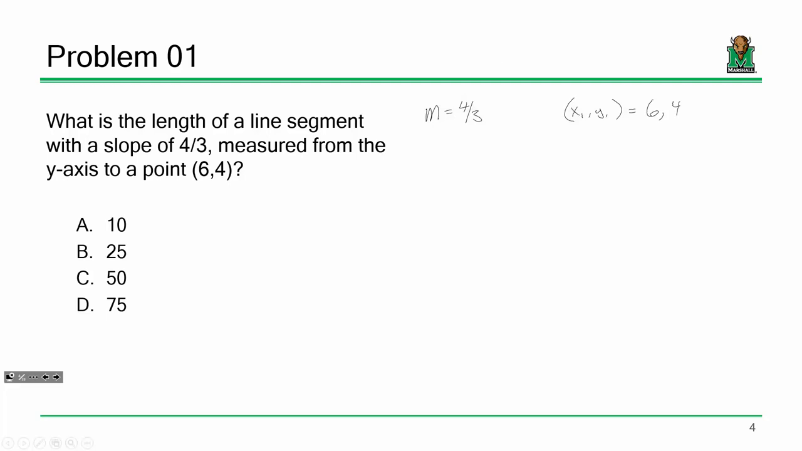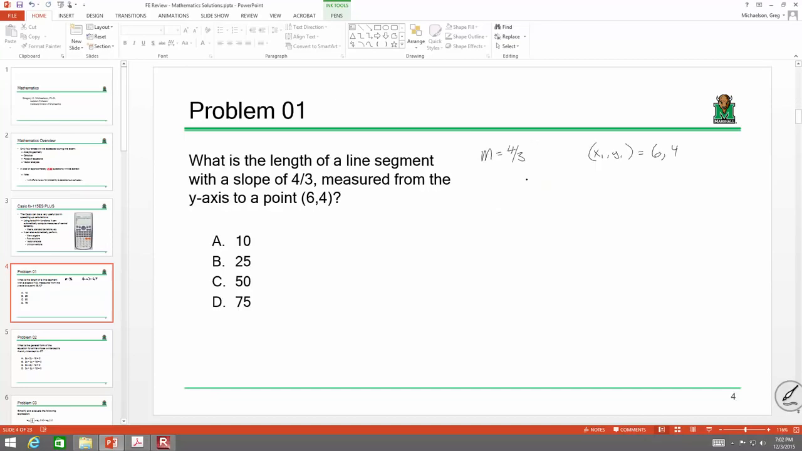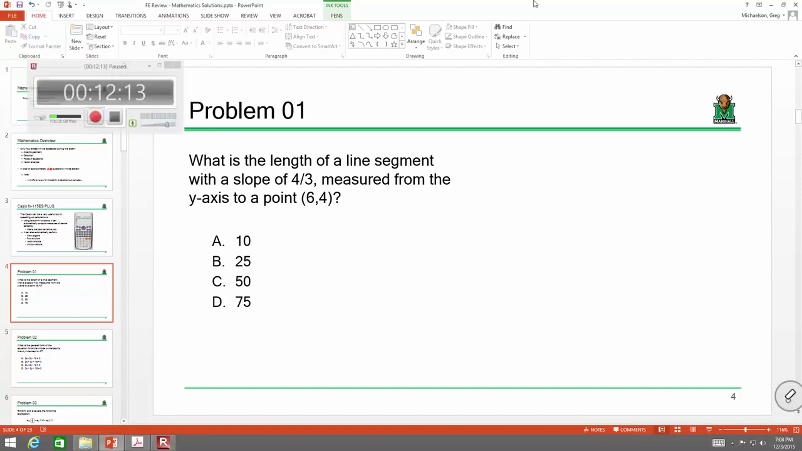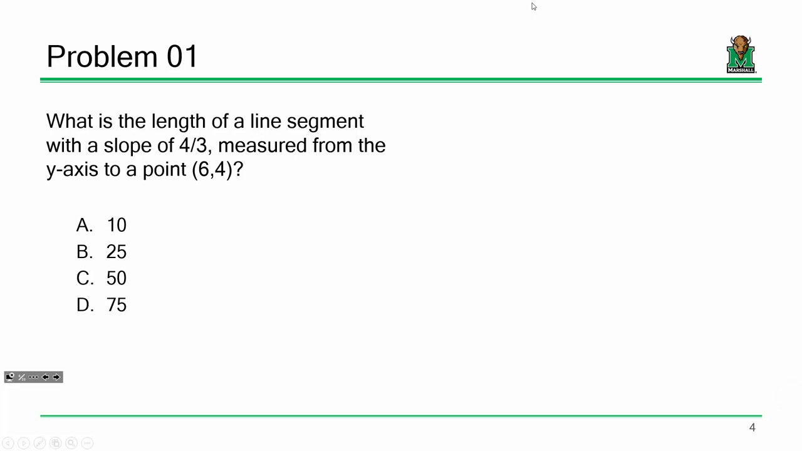Actually, hold on. Let me see something. Oh. Okay. I'm actually going to pause the recording for a second because I want to change my pen settings. Okay, now we're back. Let's give this another shot.